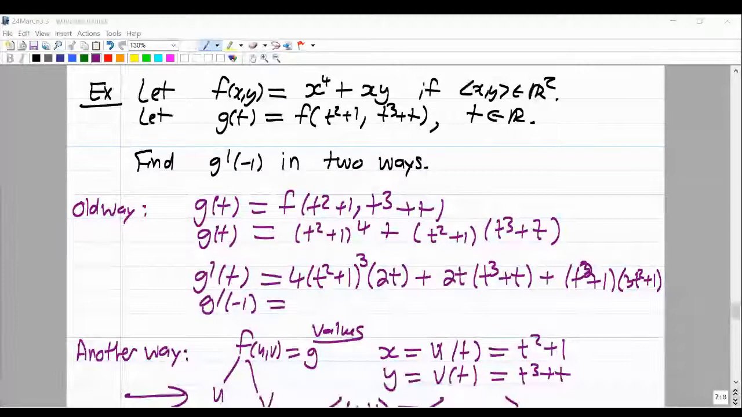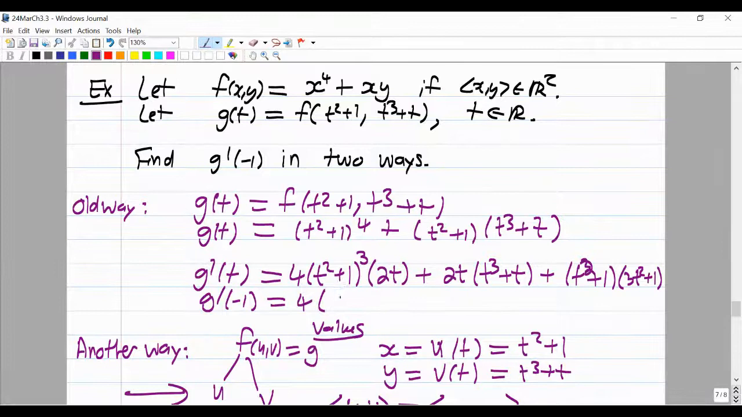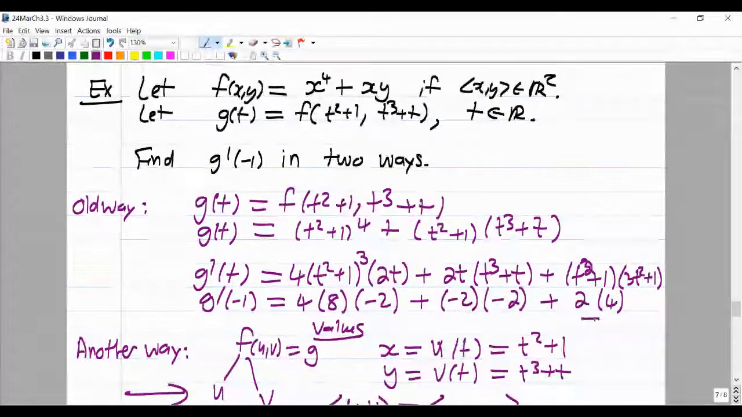And only at the end, I plug in minus 1. So I get 4 times, if I plug in minus 1, this becomes 8. This becomes minus 2. If I plug in minus 1, this becomes 2. And this becomes 3 plus 1, which is 4. And who can tell me what is the numerical value?